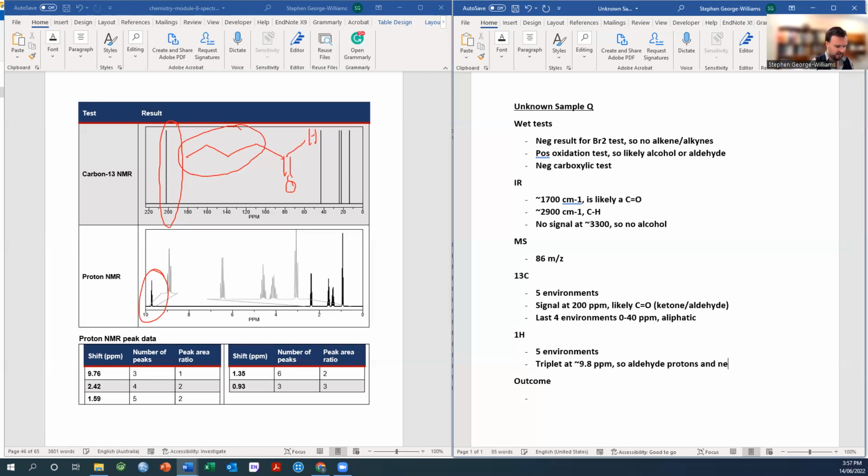Those are the only ones that come up that high. And neighboring CH2. Again, we're trying to explain why there's a triplet in this case. So I have the number of peaks being 3. That means that I have 2 neighbors, and I'm getting that from the CH2. I have my peak area ratio of 1, which makes sense, as I am currently talking about and looking at this aldehyde proton.